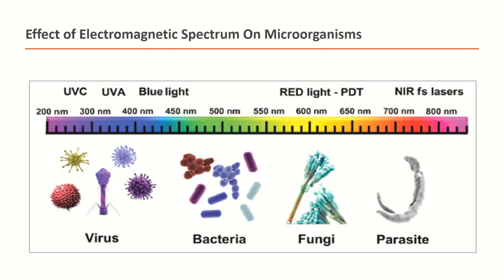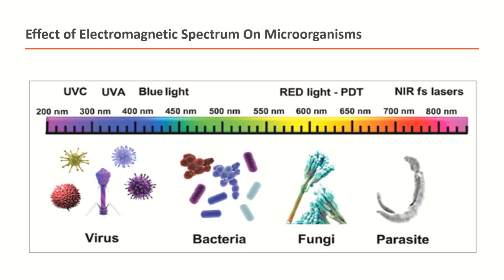Now, coming to light, it is a well-known fact that the electromagnetic spectrum has an effect on microorganisms. Various wavelengths of the electromagnetic spectrum have effects on different types of microorganisms. The UVC wavelength from 200 to 280 nanometers will be discussed in detail.